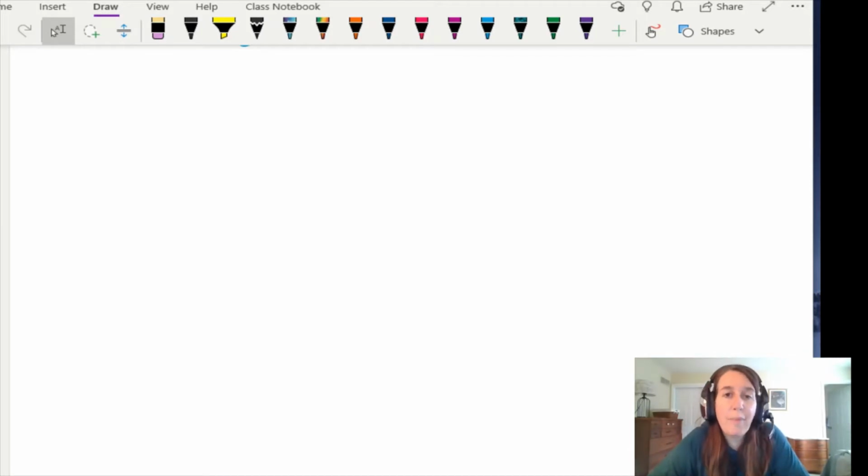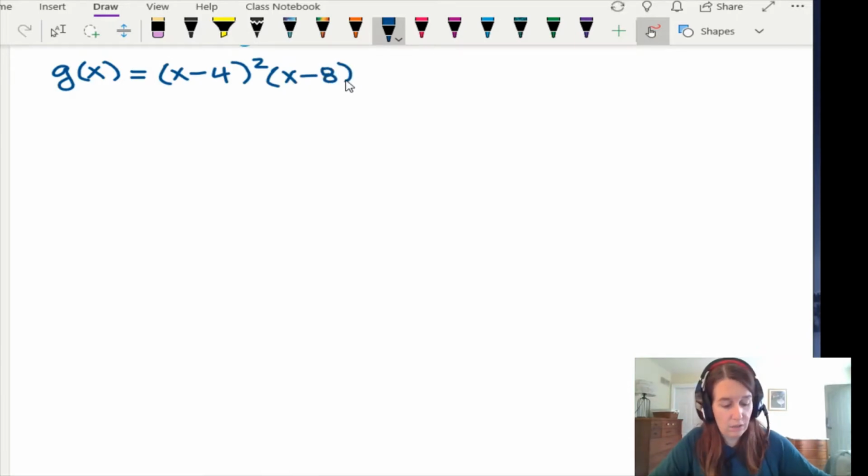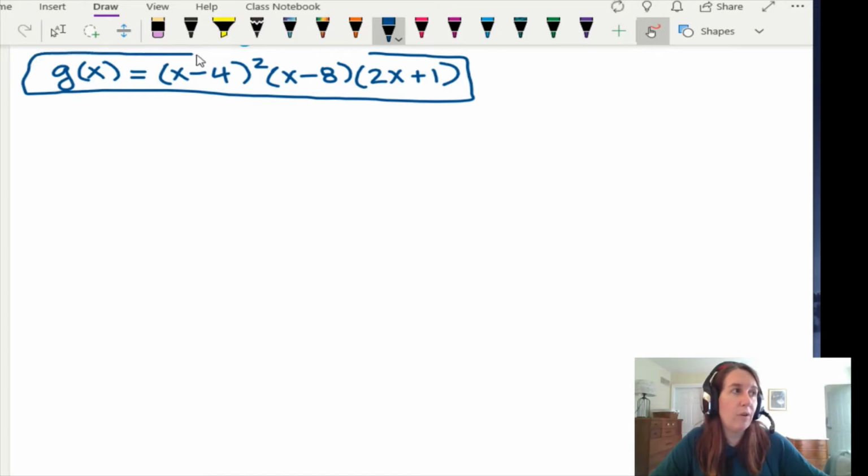To continue with our polynomials, we're going to do another example and see one more detail that we have to look at, and that's called multiplicity. So here's our example. G of x is equal to x minus 4 squared times x minus 8 times 2x plus 1. Okay? So this is the given problem, and we're going to find out a lot of information from it, and we're also going to graph this polynomial.